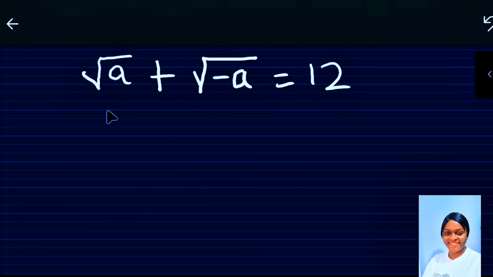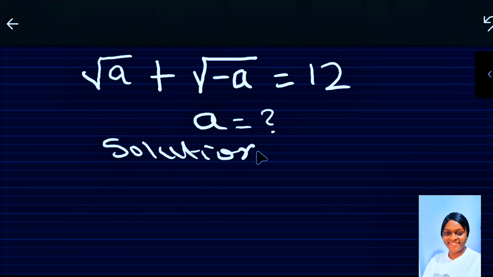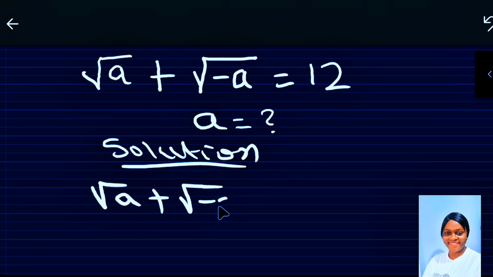Hello great minds, we are given square root of a plus square root of minus a equals 12, and we are expected to find the values of a. Okay, now from here, let's first of all write the solution. Our question is square root of a plus square root of minus a, and this equals 12.